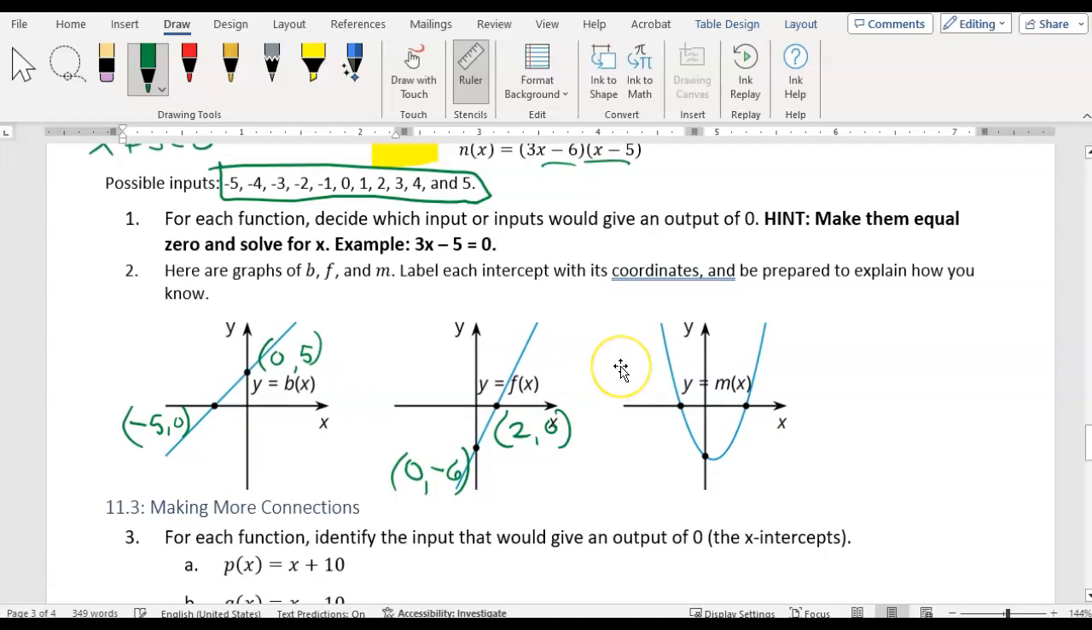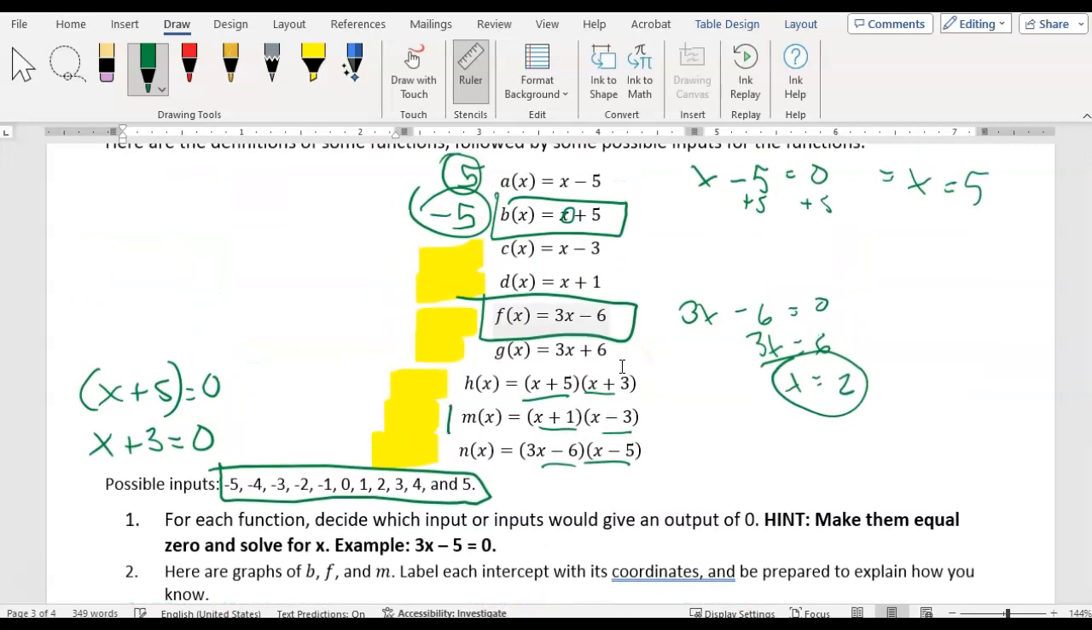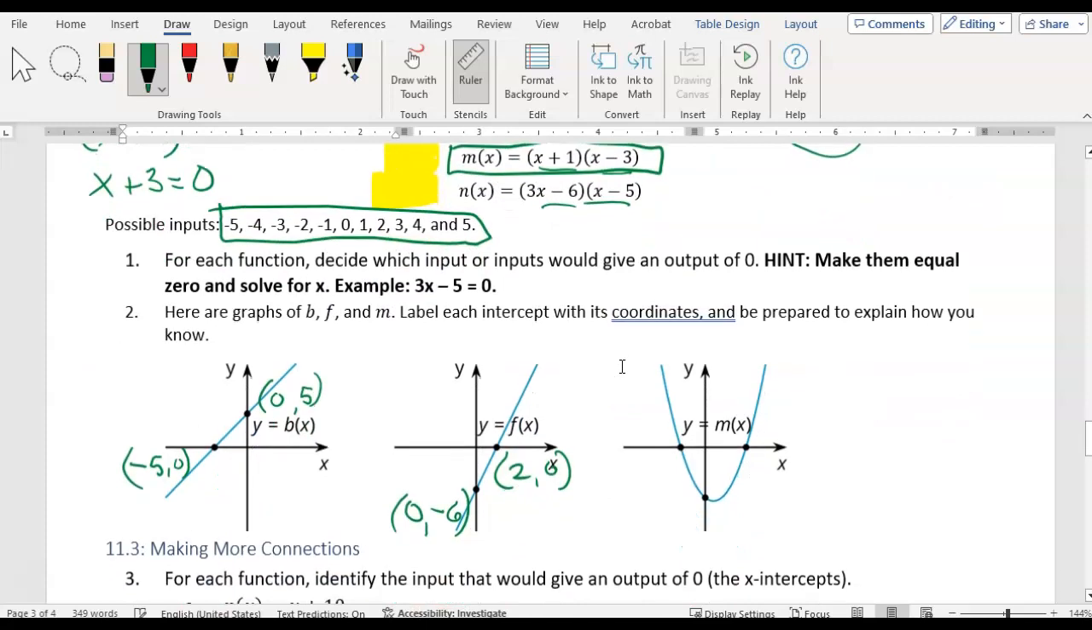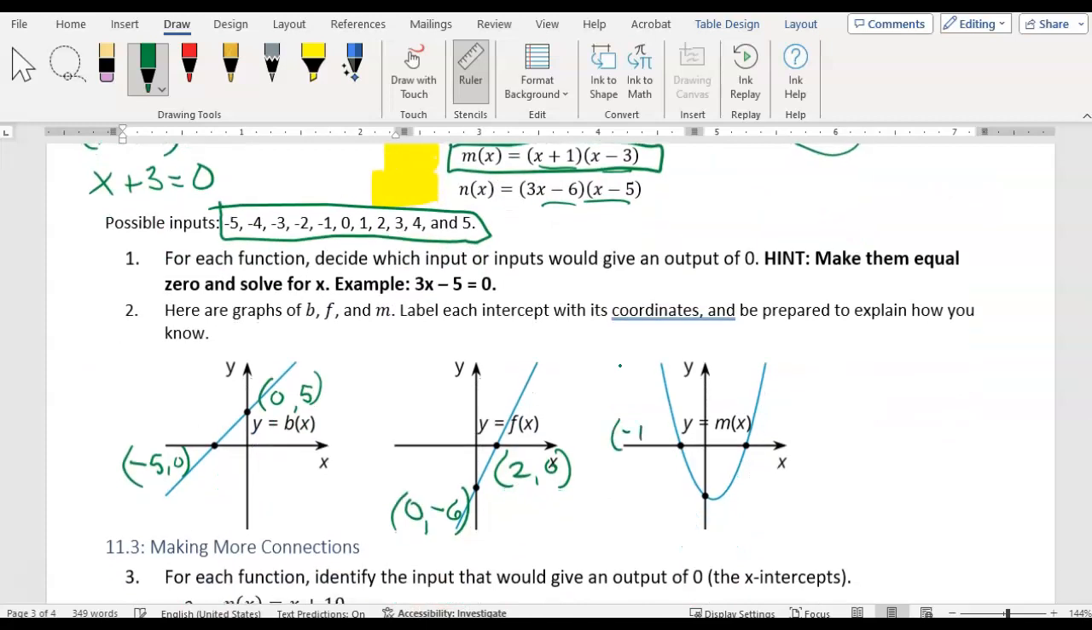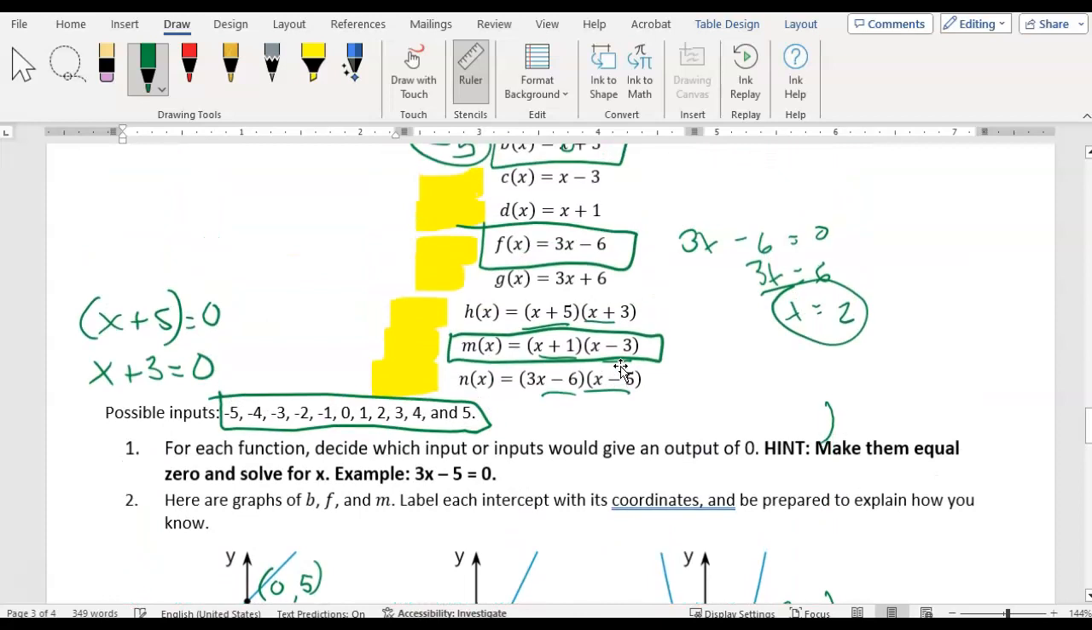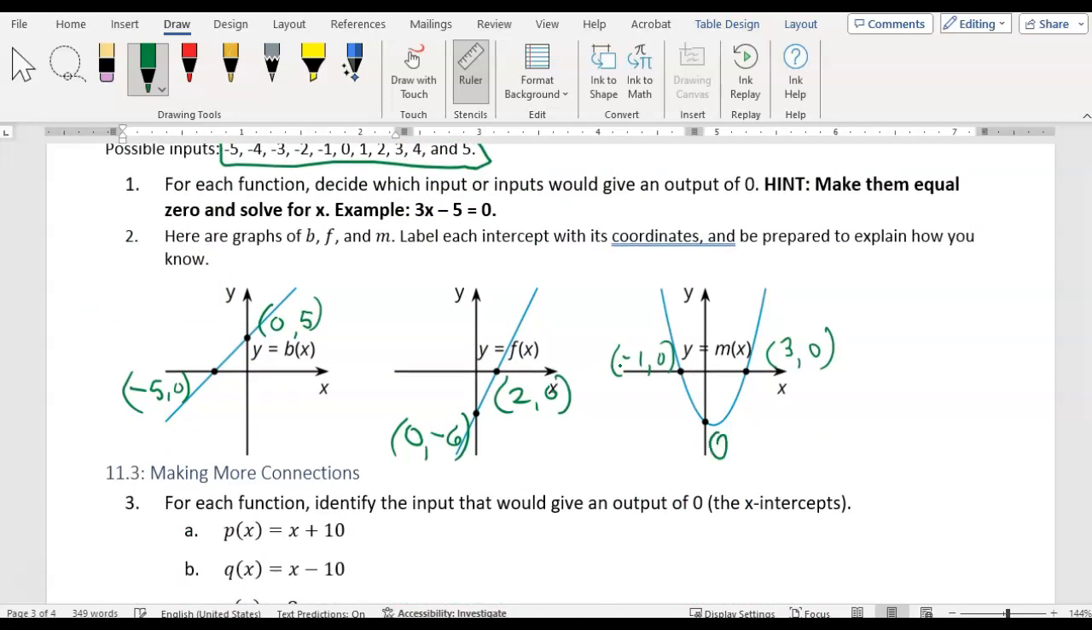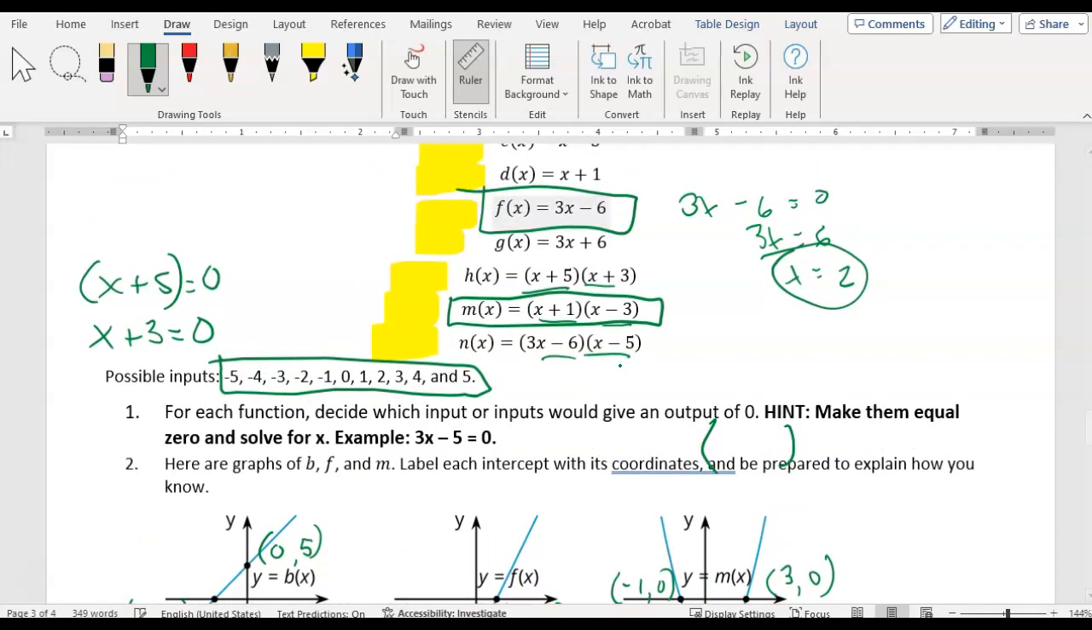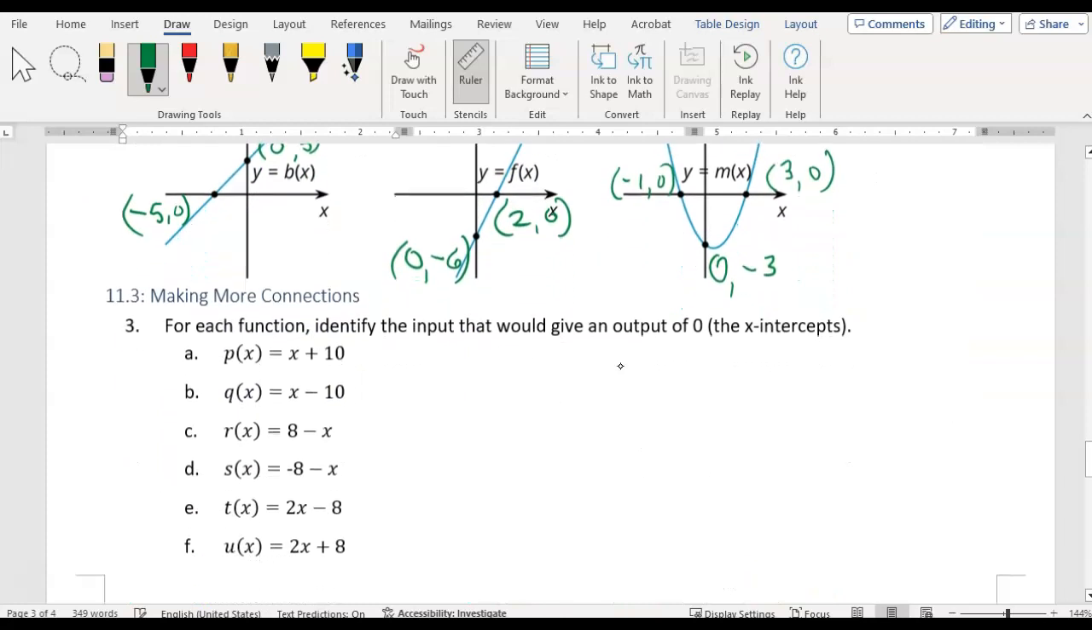And then lastly, we have M. M is this equation right here. You can see negative 1 and 3 will be our x-intercepts. This is negative 1 comma 0 and 3 comma 0. And then it's asking us for the y-intercept, not the vertex. So the y-intercept here would be negative 3, 0 comma negative 3, because that would be the constant if we were to multiply and distribute these.